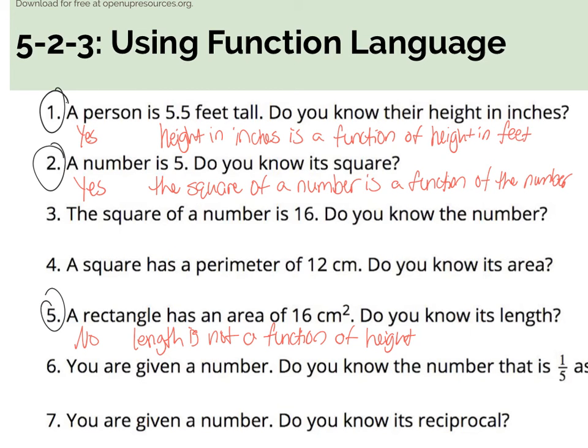Okay, so using function language with the statements that we've already looked at with our input-output diagrams. Number 1, since we can do an input-output diagram for this example, we would say that height in inches is a function of height in feet. And number 2, we would say that the square of a number is a function of the original number. Those two work. They are functions because we were able to draw an input-output diagram for them. There is only one possible answer for each of those. Number 5, we would say that the length is not a function of height because we couldn't figure out the length in this example, because there was more than one possible answer.